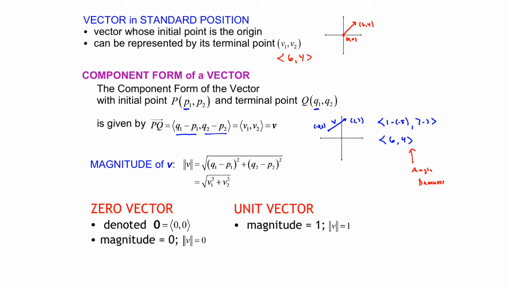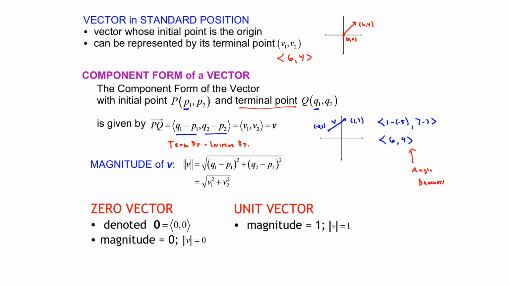Remember, when doing component form of a vector, you have to take the terminal point minus the initial point. So it's the terminal point minus the initial point. If you do it the other way, then it's going to have the wrong direction.